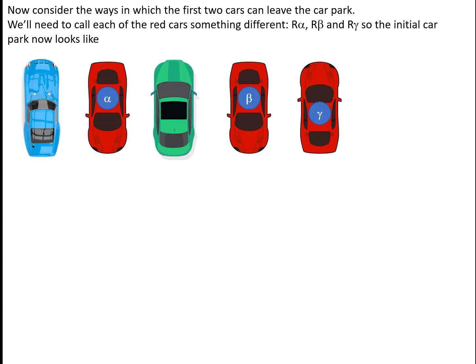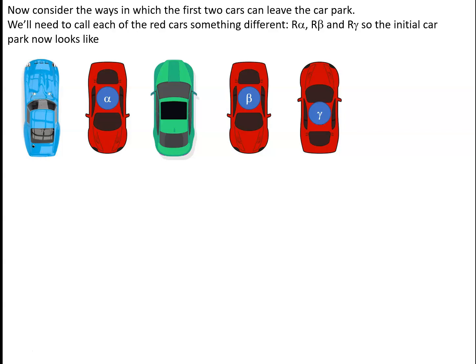Okay then. Now let's have a think about the ways in which the first 2 cars can leave the car park. Now if we're going to do that, we're going to need to be able to call each of the red cars something different, so we can identify each red car separately. So we're going to call the 3 red cars R alpha, R beta and R gamma. And let's suppose, just for convenience sake, they've got a little label on top of them.